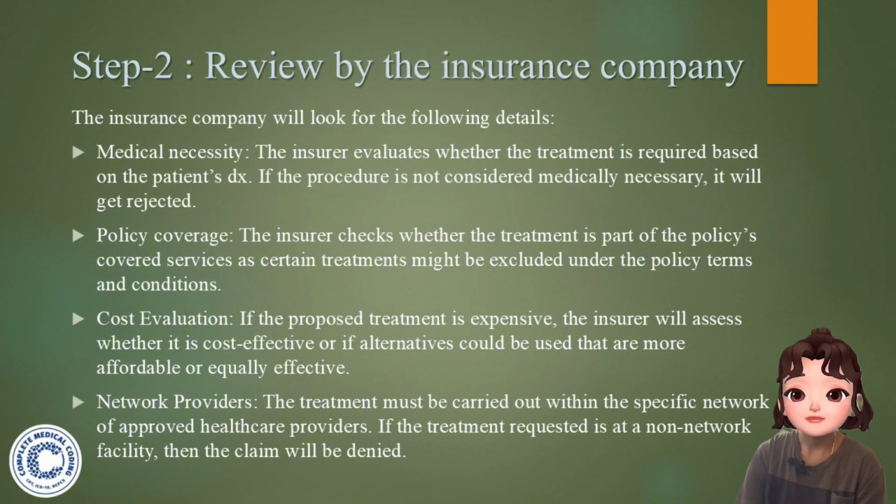Now, policy coverage. Policy coverage is the next step that the insurance company will check. The insurer checks whether the treatment is part of the policy's covered services, as certain treatments might be excluded under the policy terms and conditions. For example, if we are submitting an endoscopy, the insurance company will check whether the endoscopy procedure is covered in the patient's policy, because usually some exclusions will be there. So they will always check whether the submitted request is part of the policy coverage.